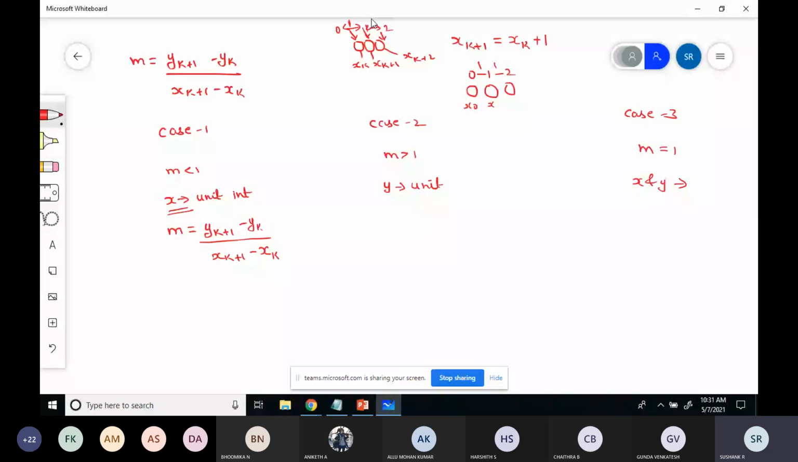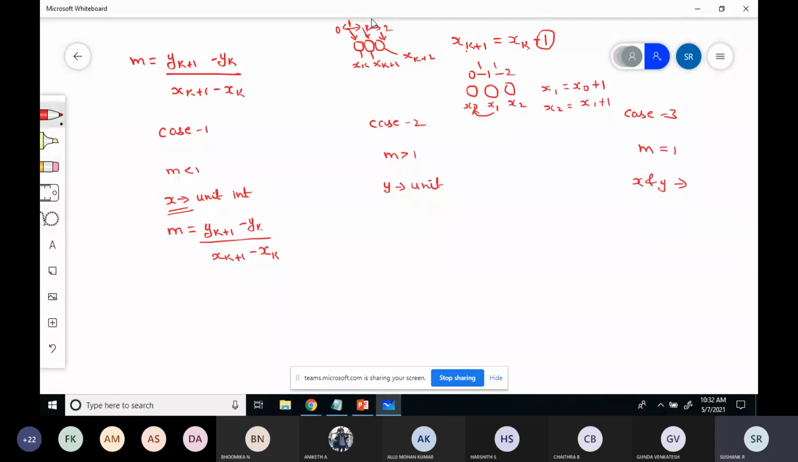x1 is equal to x0 plus 1. If I want to represent x2, I can write x2 is equal to x1 plus 1. The same way, x of k plus 1 can be written as x of k plus 1, if I take the previous bit as xk plus 1, because the difference is only one unit.